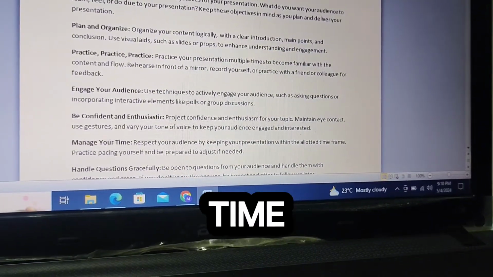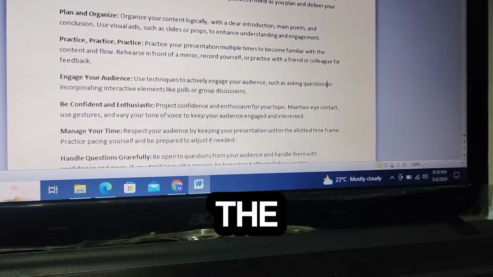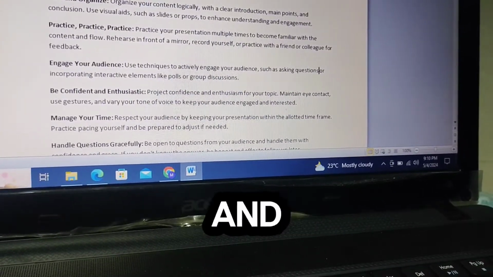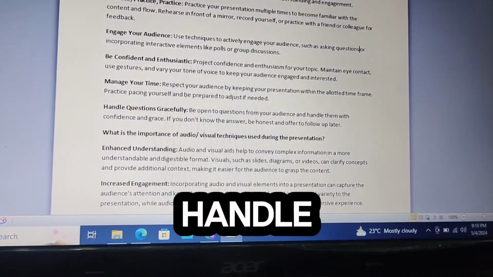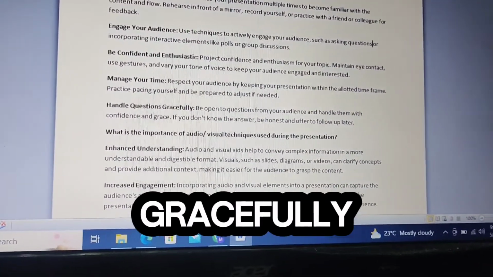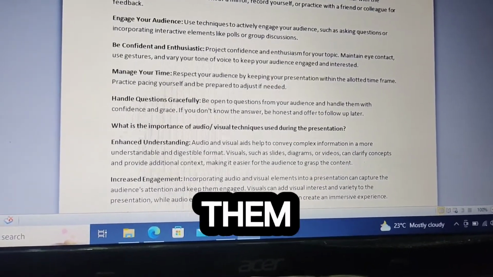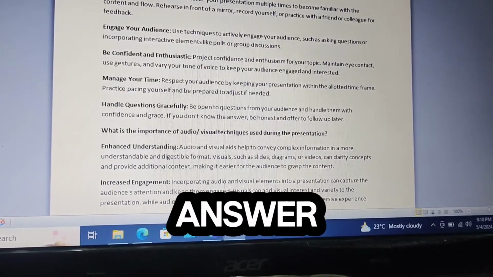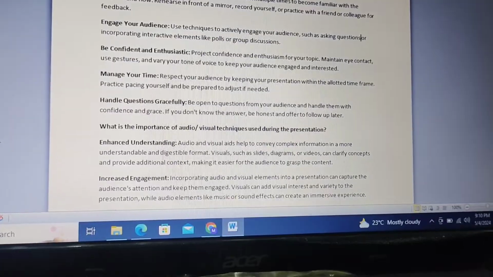Manage your time. Respect your audience by keeping your presentation within the allotted time frame. Practice pacing yourself and be prepared to adjust if needed. Handle questions gracefully. Be open to questions from your audience and handle them with confidence and grace. If you don't know the answer, be honest and offer to follow up later.